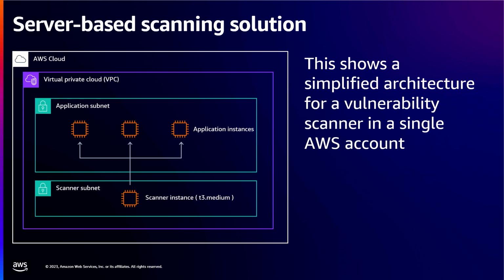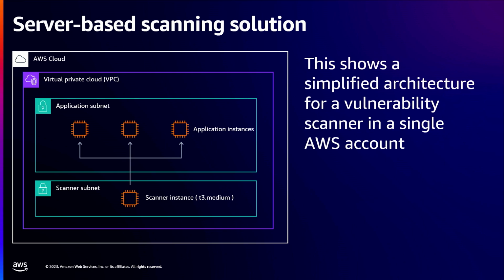So we have a virtual private cloud. We have an individual Amazon account like this. We have an application subnet. Instances are stood up in that application subnet. And we then deploy a scanner instance that sits there scanning those application instances. Now, we could, in theory, have put those scanner instances in a centralized account and opened up connections to every other account, but that would have completely broken our security model.